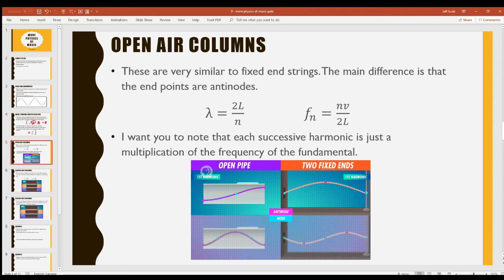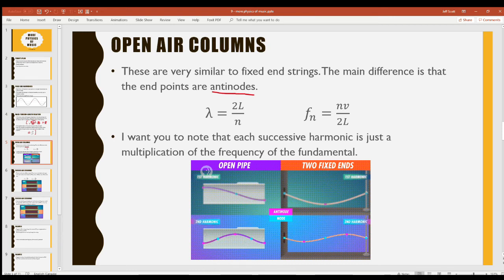So the second type of harmonic we looked at were open air columns, right? This is where you have some sort of open-ended tube where there is no closure on both ends. The good news with these kinds of questions is they're very similar to fixed end strings. The main difference, however, is that the endpoints, instead of being nodes, are actually antinodes. But the nice thing about this is the formulas for both of these are still the same.